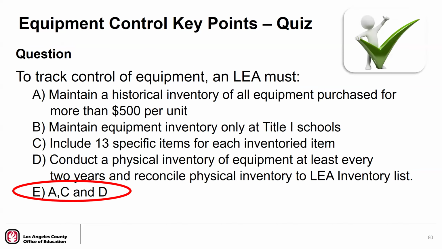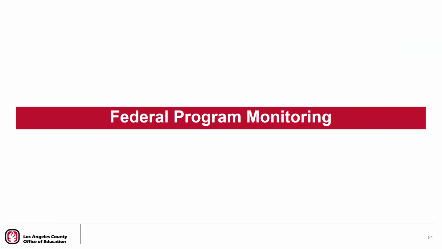And it looks like, thank you, many of you are correct. The answer is E. B does not apply because the equipment inventory applies at all schools, not just at your Title I schools. Next up in our program, Laurel's going to provide a closer look at the federal program monitoring process.